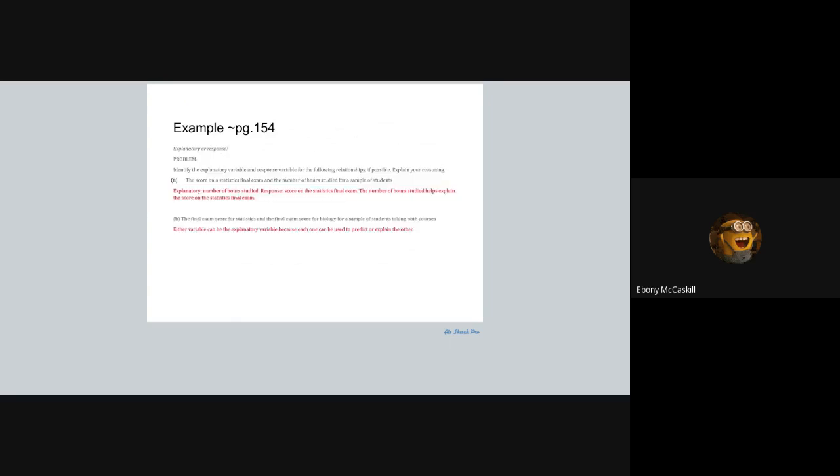Now let's look at B. The final exam for statistics and the final exam for biology. Now this one may be a little different, because you could be doing really well in science, but not in stats class. You could be doing really well in stats, but not in biology. So those two things do not predict each other. So the answer would be neither.